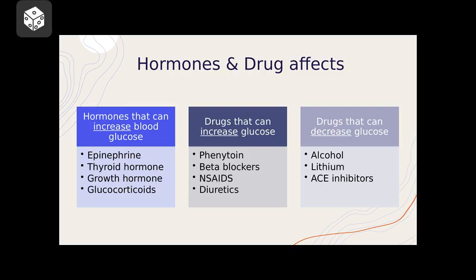So epinephrine, remember we've got that fight or flight. So our body's going to release some glucose so that we have more energy for the fight. We've got thyroid hormone. So thyroid hormone has a lot to do with metabolism. It can change how your carbohydrates are released. It can increase your blood glucose. We've got growth hormone. So growth hormone kind of counteracts insulin, and it decreases how much muscle is using up glucose.